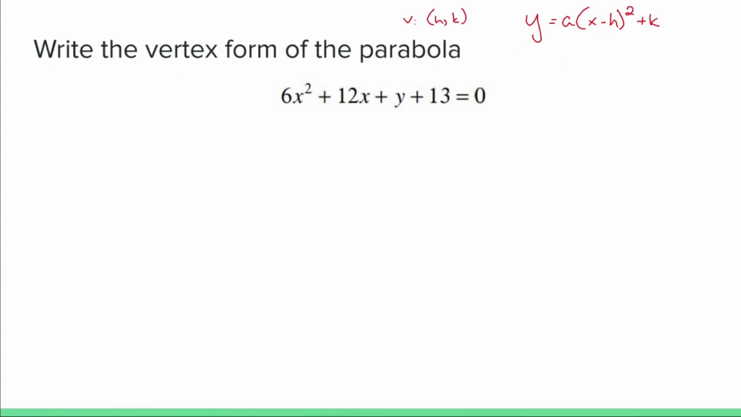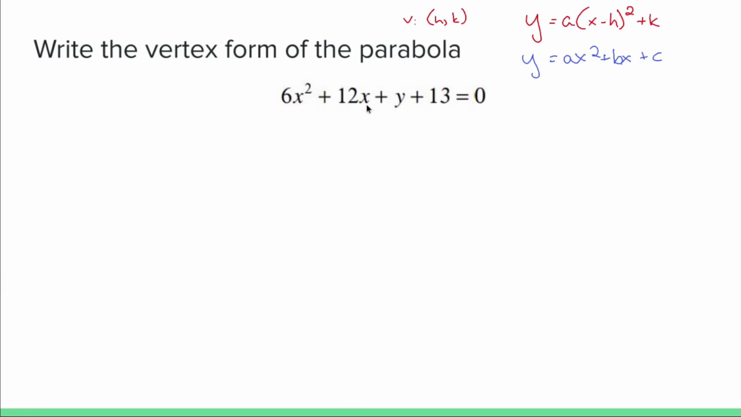Now a is the same a that appears when you're looking at a parabola in standard form. So here's the parabola in standard form. If you're looking at this and looking at that and saying they don't look the same, oh, you're right.